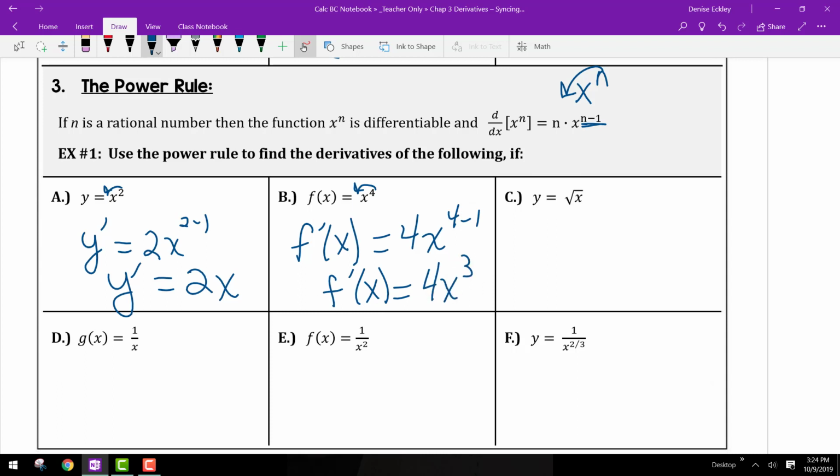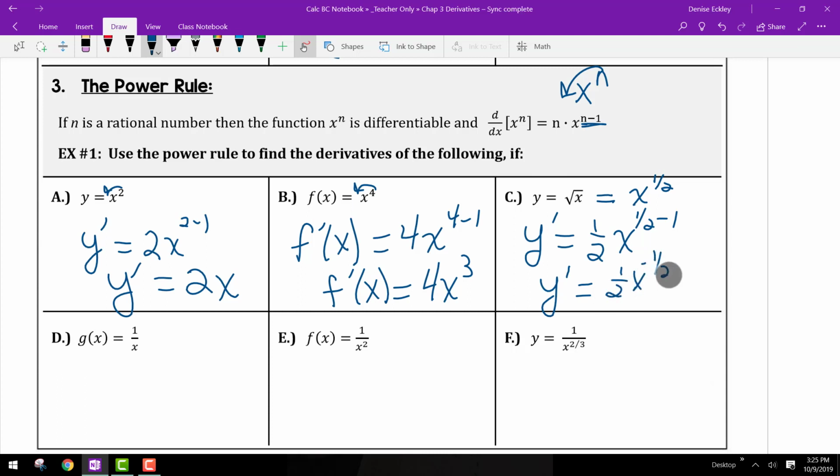Now remember, radicals, you want to think of them in terms of their fractional power. So y equals the square root of x is the same as y equals x to the 1/2 power. So now you're going to do the same thing. You bring the power down, subtract 1 from the power. So it's 1/2 minus 1. So you get y prime equals 1/2 times x to the -1/2. So this normally gets written this way: 1 over 2 times the square root of x, or 1/2 times x to the -1/2. Just depends on how the problem is.